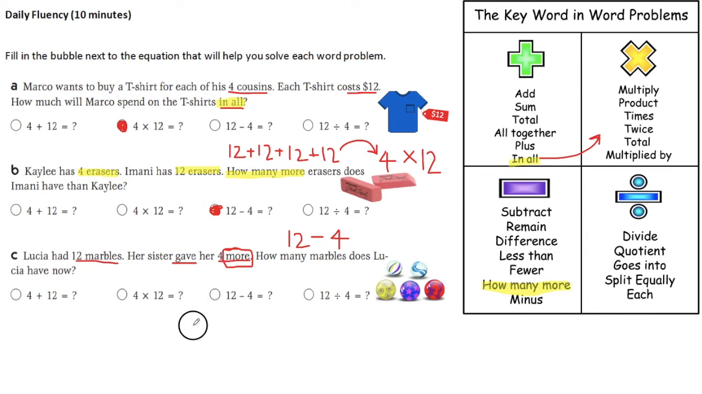It's addition. So I know that this one is going to be 12 plus 4, and that'll give me my answer. Do I see it anywhere? I see that this is 4 plus 12. Is that the same? Absolutely. For addition, you can write the numbers in any order, and we'll get the same answer.